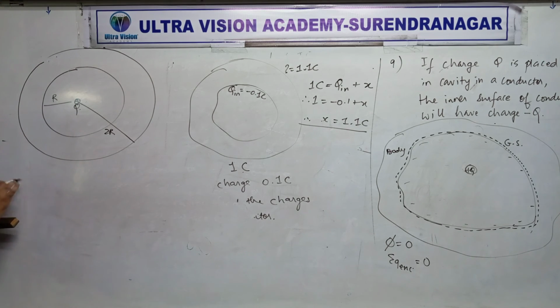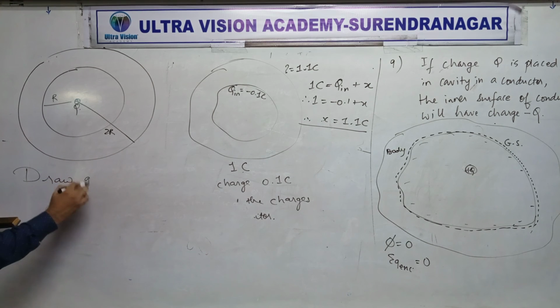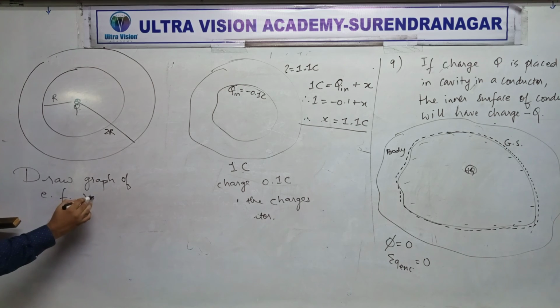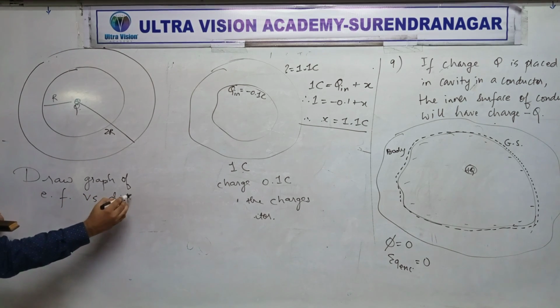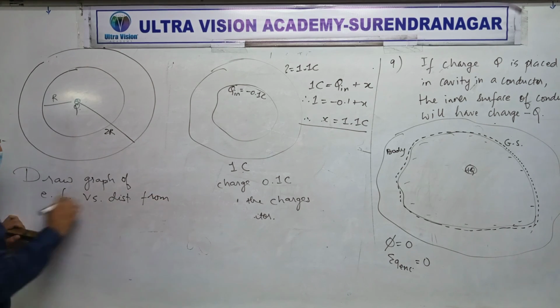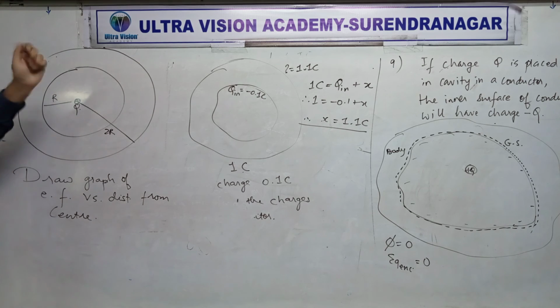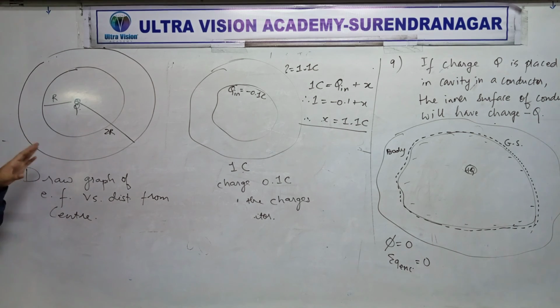Your question is as follows: draw a graph of electric field versus distance from center. The conductor is neutral. Nothing about the conductor is mentioned, so generally it is neutral.